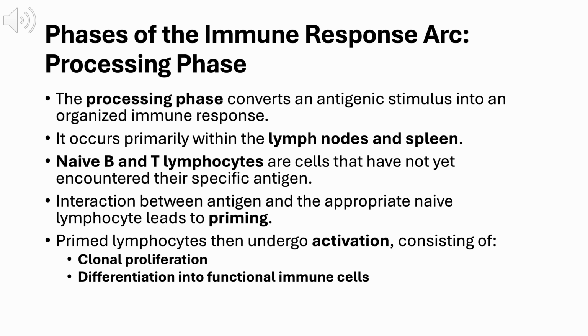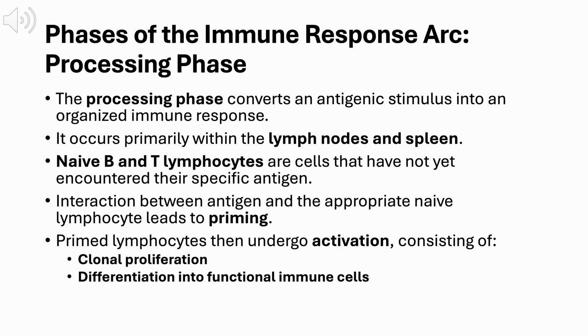We've captured and presented the antigen. Now we enter the processing phase, where an antigenic stimulus is converted into an organized immune response. Location matters here. Processing happens primarily within the lymph nodes and the spleen, the secondary lymphoid organs built for exactly this purpose. The central characters are naive B and T lymphocytes, cells that have never yet encountered their specific antigen.